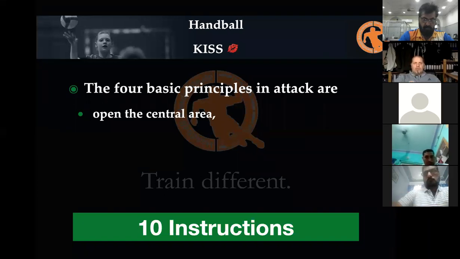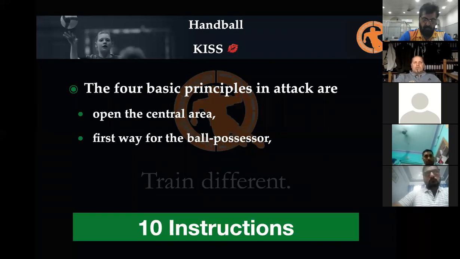The second one is as important too. It was the one named first way for the ball possessor, or as we said in other words, the most dangerous player on the court is the one with the ball and high speed moving to the opponent's goal. If you cannot go direct because the defender is in the position between opponent and goal, go to the gap to the right and to the left. And as you remember from our cooperation in attack webinar, this is the start for the cooperation.